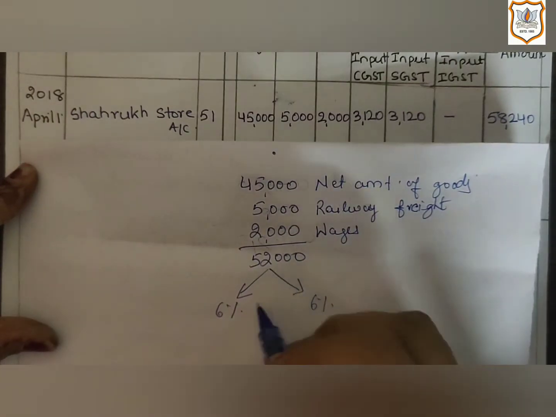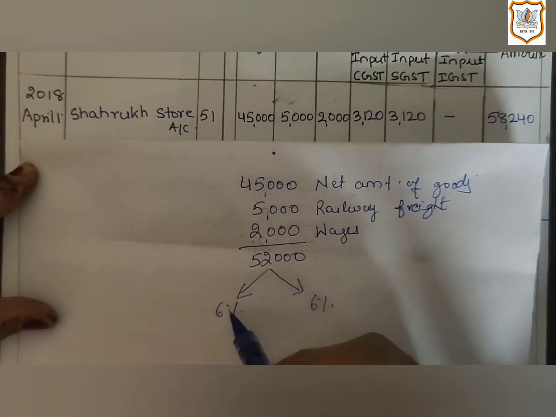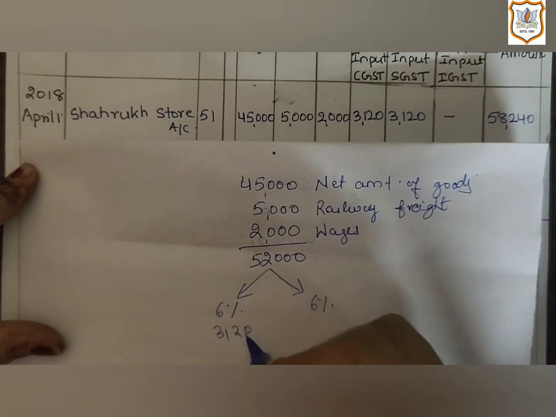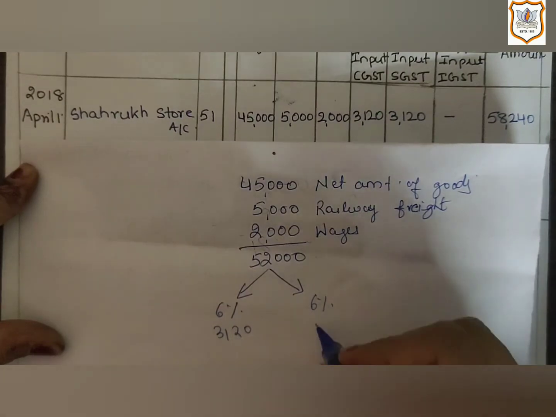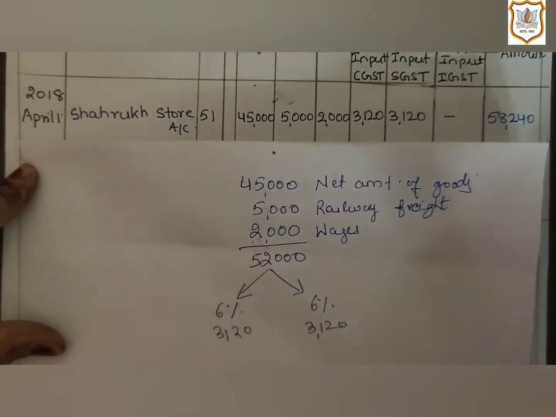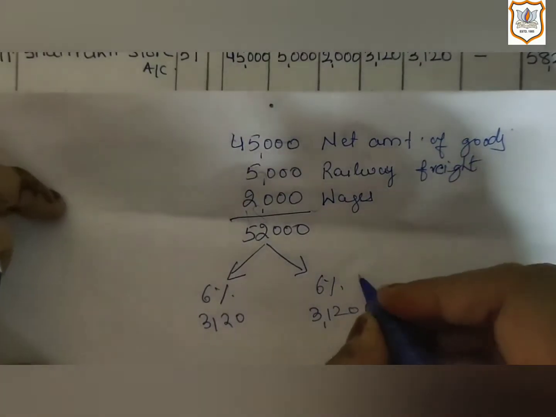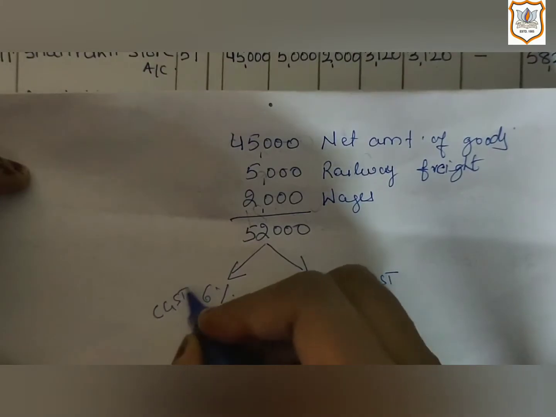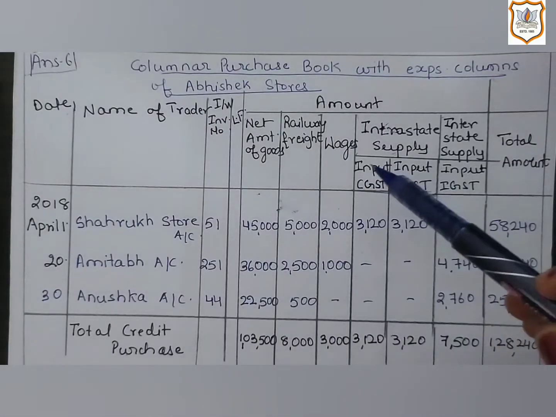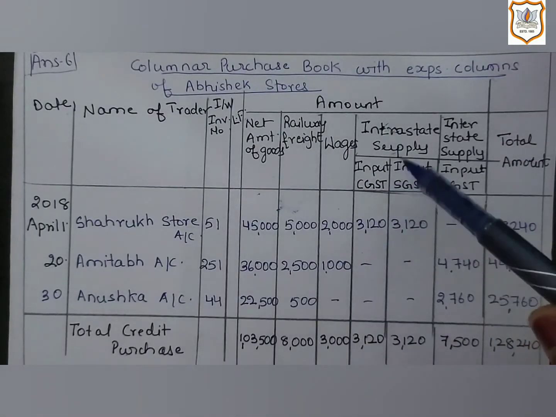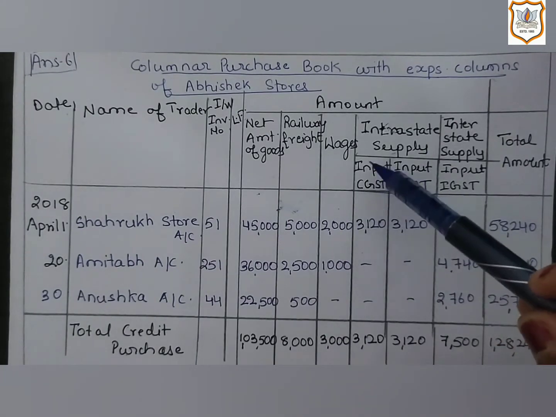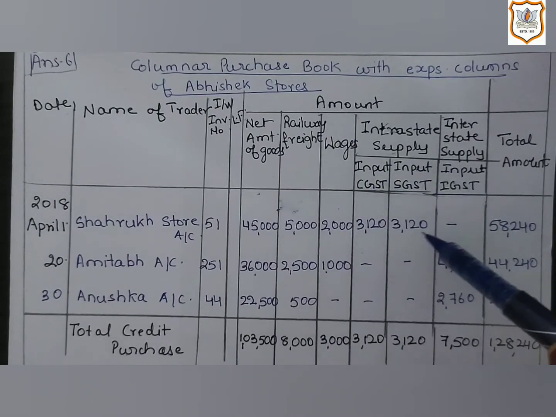So 6% of 52,000 is 3,120. That means 3,120 for CGST, and 3,120 is for SGST. So we will record it here, as we have prepared a separate column for both CGST and SGST. 3,120 for input CGST and 3,120 for input SGST.